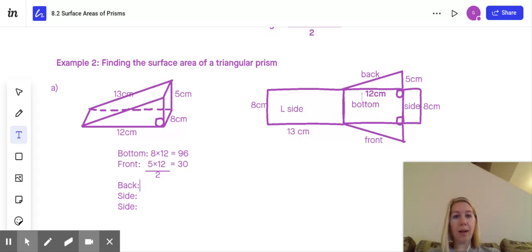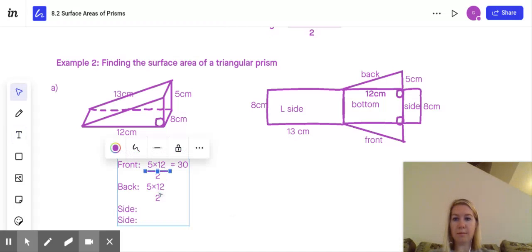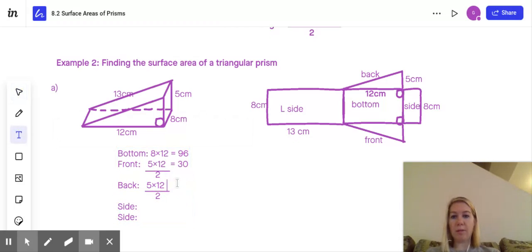Okay, and then the back is going to be the same as the front. So it's going to be 5 times 12 divided by 2. Just like that. 5 times 12 divided by 2, and that again is 30.